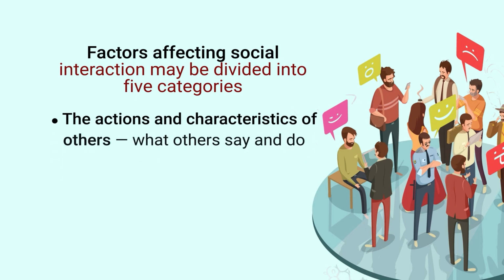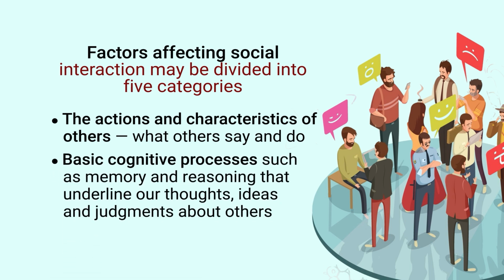First, the actions and characteristics of others. What others say and what they do. Second, basic cognitive processes. Cognition, as you all know, dear learners, is a basic functioning of the mind. So, basic cognitive processes such as memory and reasoning, which underline our thoughts, ideas, and judgments about other people around us. These all are included under basic cognitive processes.